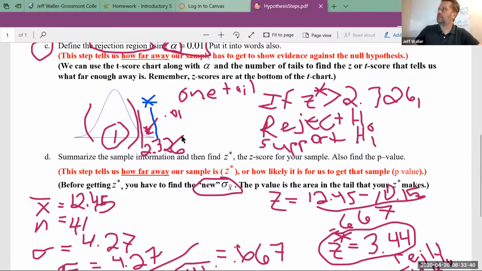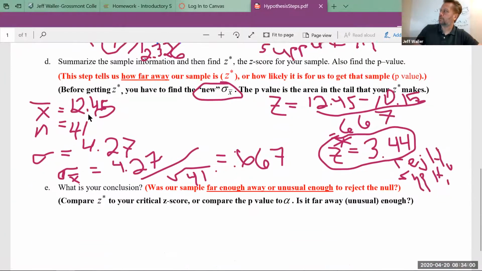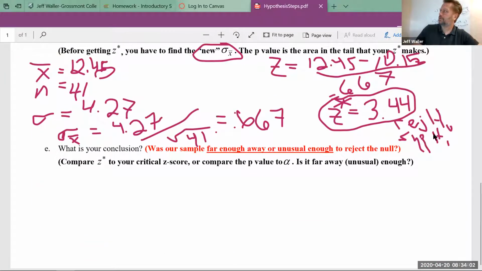If we did not make it out here, if we made it in here, we would fail to reject the null, fail to support the H1. So the whole thing is, did we find enough evidence to say the null looks wrong, the H1 looks right? Or did we fail to find enough evidence? Reject the null, support the H1.